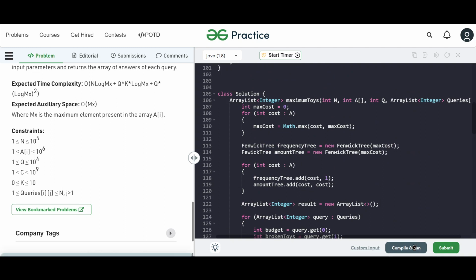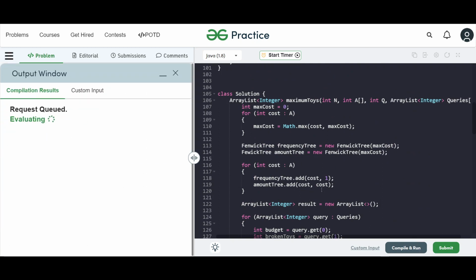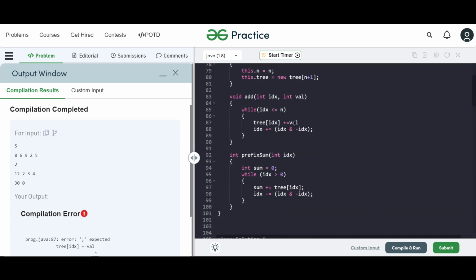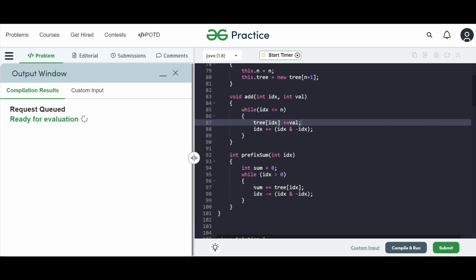So that's the entire logic. Let's run. I'm sure there will be lots and lots of compilation errors. Let's go through them and fix one by one. Line number 87. Okay, we missed a semicolon. Let's run and fix more.